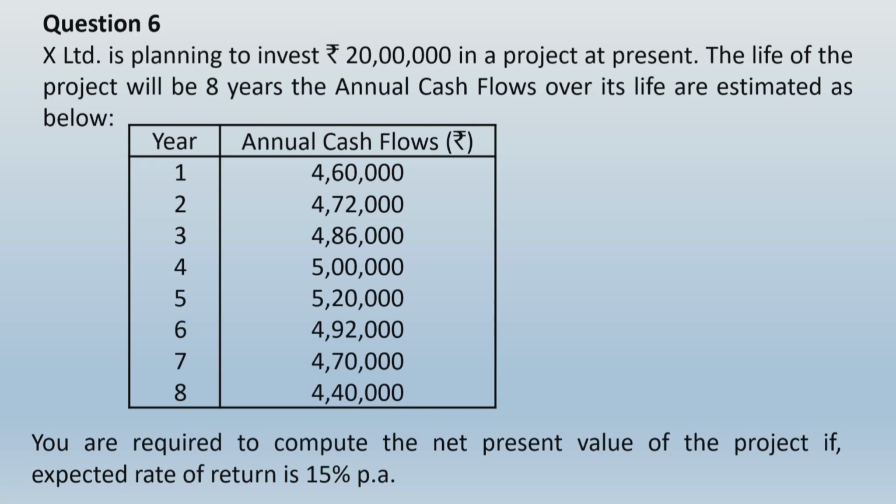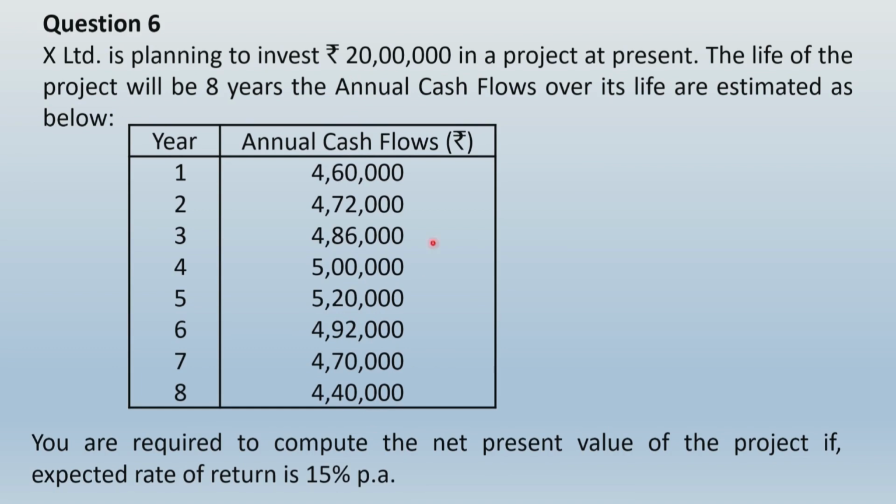You are required to compute the net present value of the project if the expected rate of return is 15% per annum. So this expected rate of return, or you can call it interest rate or discounting rate, is given as 15% per annum. 20 lakhs is the present value of cash outflow, and these are the amounts of cash inflows.